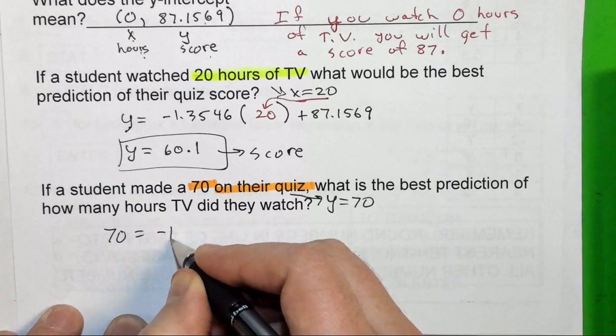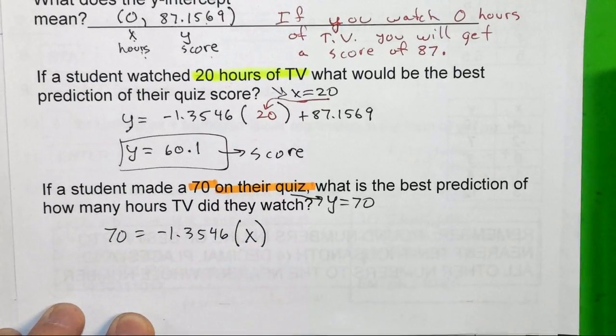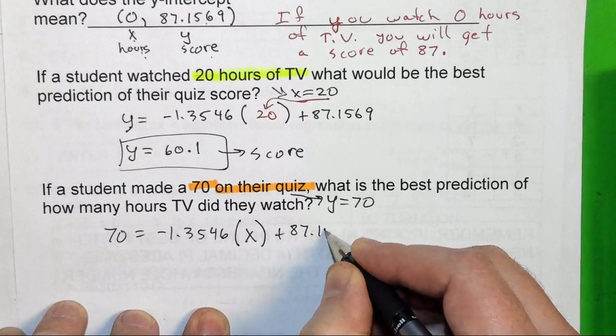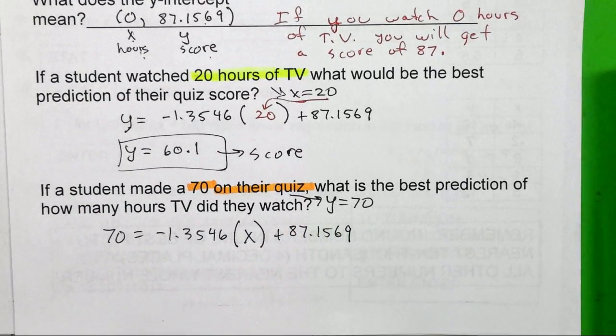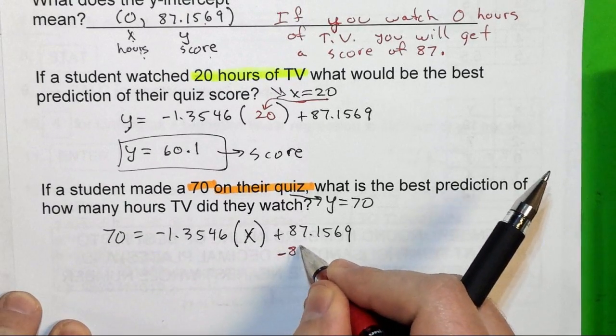70 equals negative 1.3546 times X we don't know, plus 87.1569. I know many of you know what to do now. What did you do next, Renato? If I want to get X, what should I do here? Yeah, get rid of everything in front of X. What's the first thing that's the easiest thing to get rid of that's blocking X? Plus 87. Yes. So we should do the opposite, right?